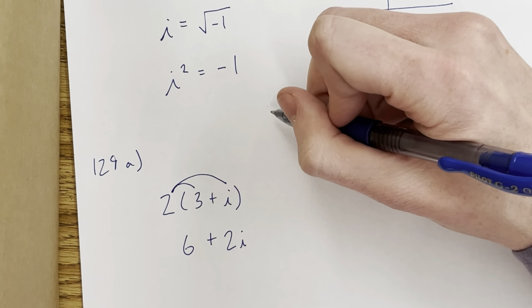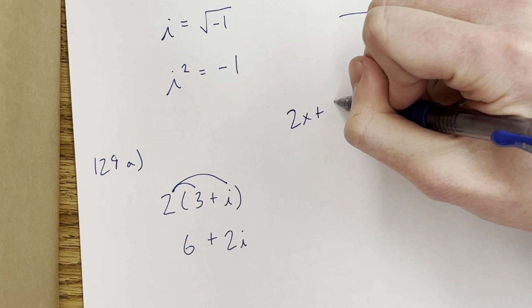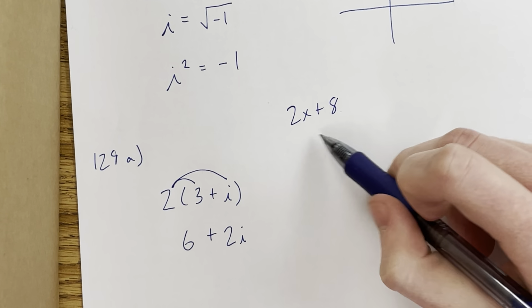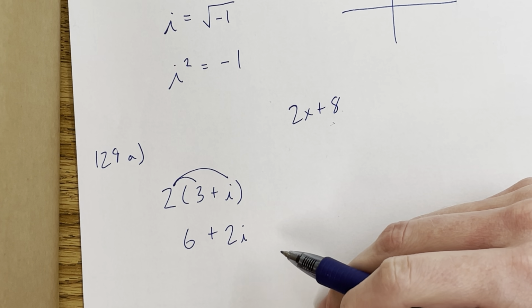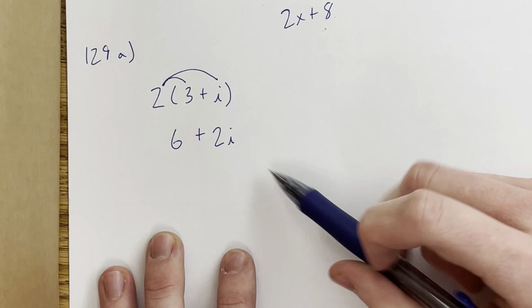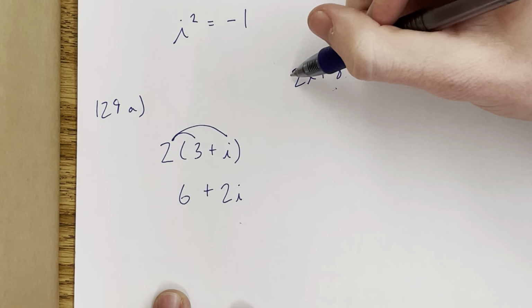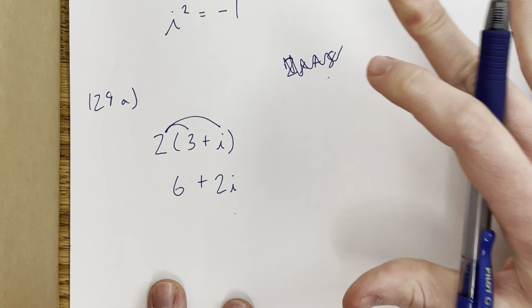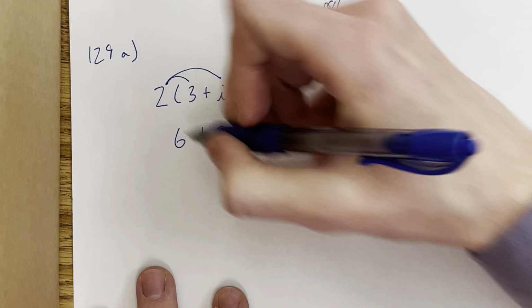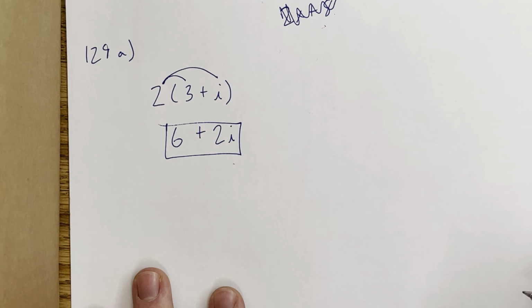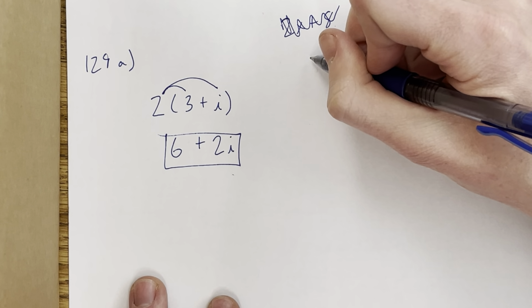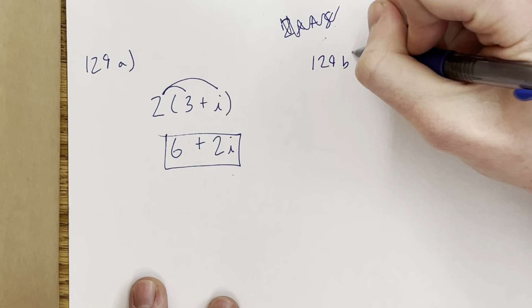The same way how we used to have something like 2x plus 8, let's say, we can't combine these like we could with regular numbers. We have to leave them separate because they're not like terms. So that was just an extra example. So this is as far as we can go. This would be our answer. So let's talk about 129b next.